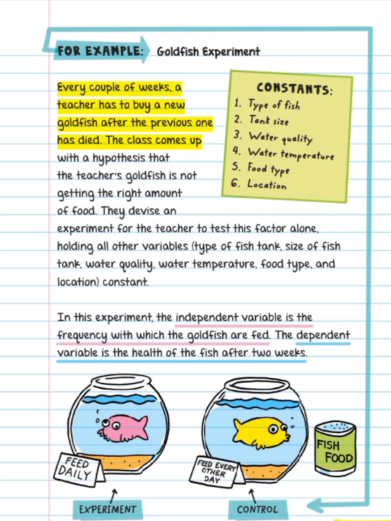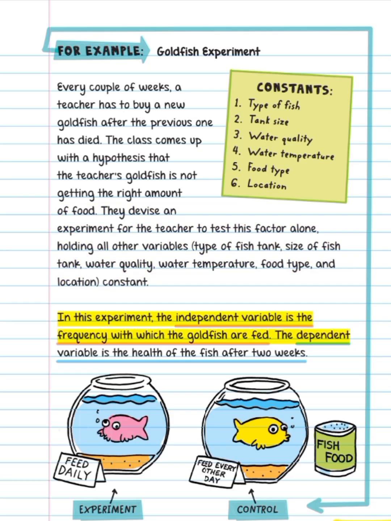Every couple of weeks, a teacher has to buy a new goldfish after the previous one has died. The class comes up with a hypothesis that the teacher's goldfish is not getting the right amount of food. They devise an experiment for the teacher to test this factor alone, holding all other variables: type of fish tank, size of fish tank, water quality, water temperature, food type, and location constant.